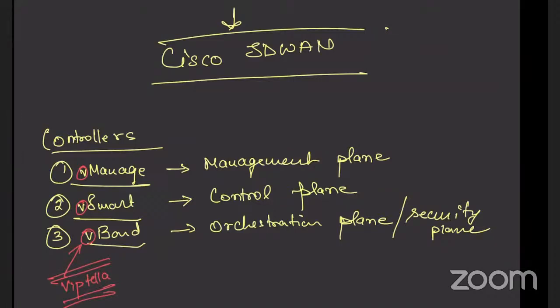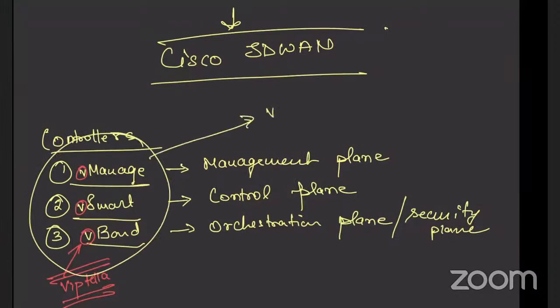Okay, so still Cisco not removed this V. Okay, but this V stands for Viptela. So do not confuse it with virtual. Although all the three controllers only come in the virtual form. So they are not physical devices. Okay, these controllers are virtual appliances which you can deploy on the hypervisor.